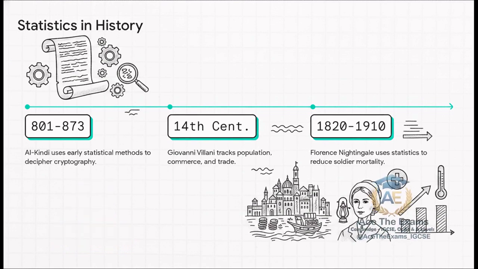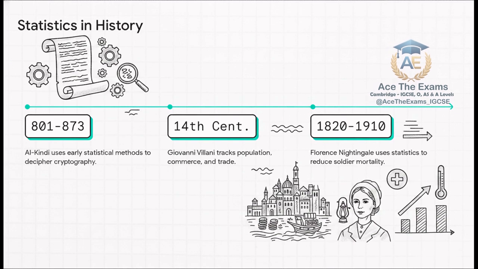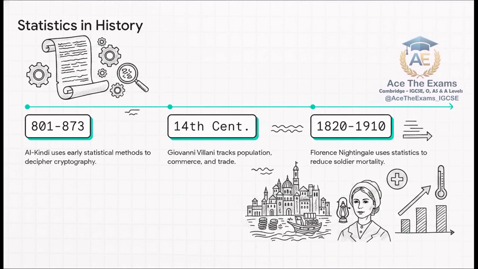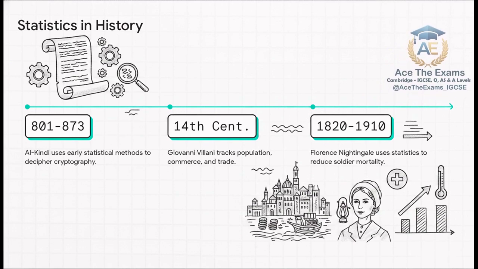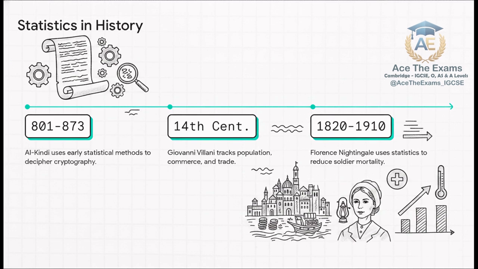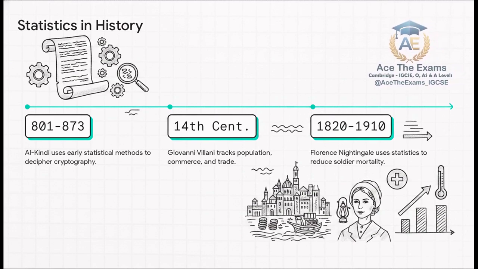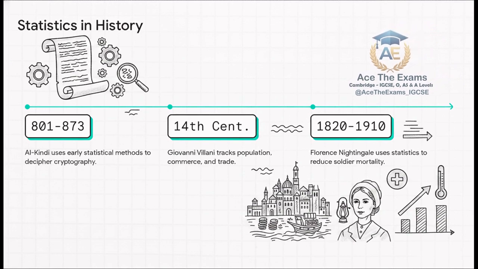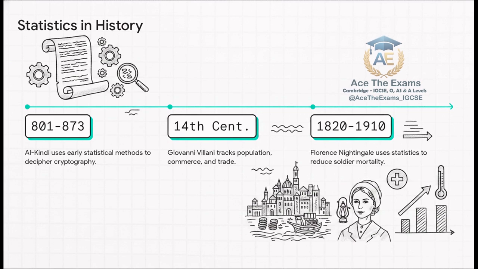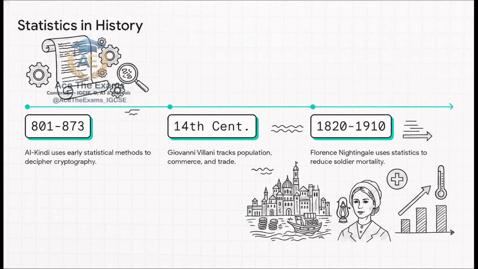Fast forward a bit to the 14th century, and you've got Italian banker Giovanni Villani using statistics to track the massive, complex commerce of Florence, basically organizing the economic reality of an entire city. But honestly, the most striking example is Florence Nightingale in the 19th century. During the Crimean War, she used statistical data to prove that soldiers weren't actually primarily dying from their battle injuries. No, they were dying from preventable illnesses like cholera. By decoding that data and presenting it visually, she completely changed sanitary conditions and saved countless lives.